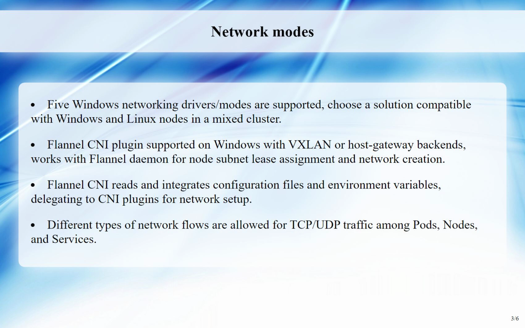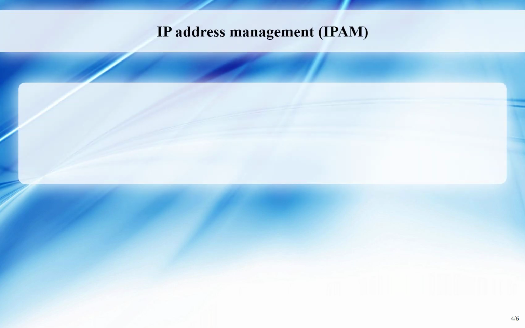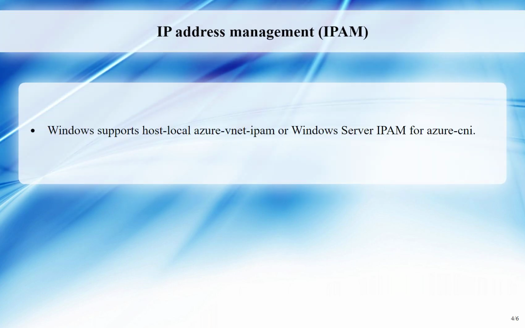Various network flows are supported for TCP/UDP traffic between different objects such as pod, node, and service. IP address management. On Windows, supported IPAM options include Host Local, Azure VNet IPAM for Azure CNI, and Windows Server IPAM as a fallback if no IPAM is set.